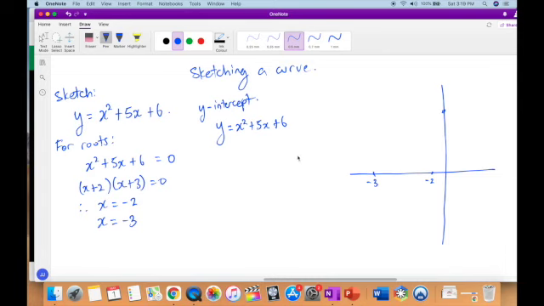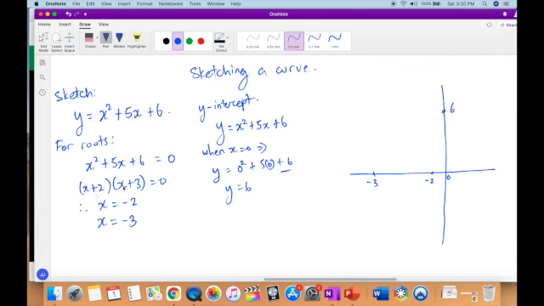But the answer that I wanted is that when it cuts the y-axis, that is when the x value is 0. So if you want to find the y-intercept, where it cuts the y-axis, that is when x equals 0, which implies y is equal to 0 squared plus 5 times 0 plus 6. So all we end up with is y is equal to 6. Yes, c. So we can see that this is going to cut where it's 6.